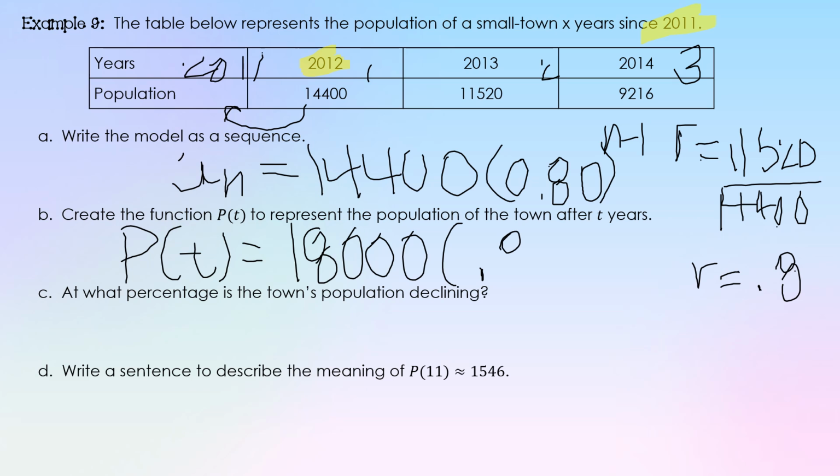Base is still 0.8, and then our exponent is just going to be t. I'm using t because that's what it told me the input was.